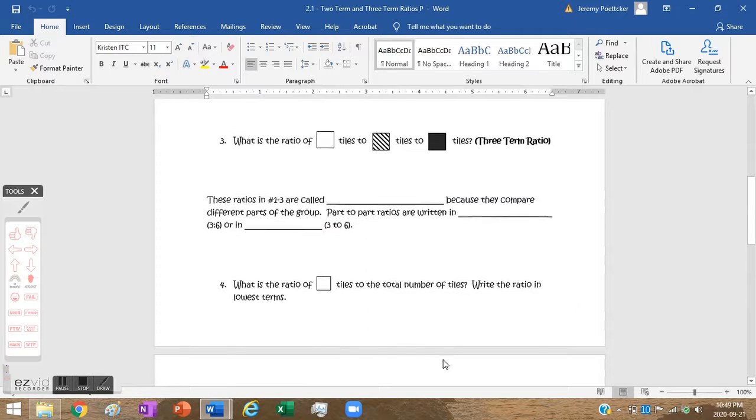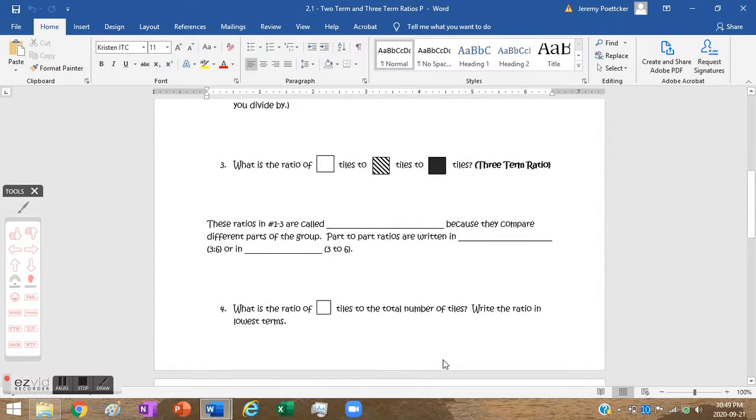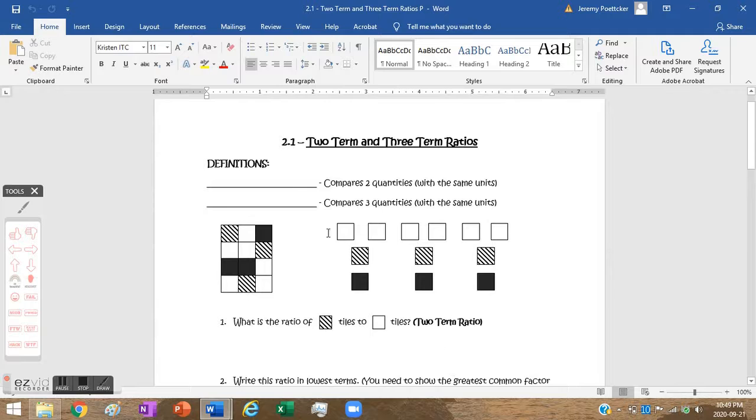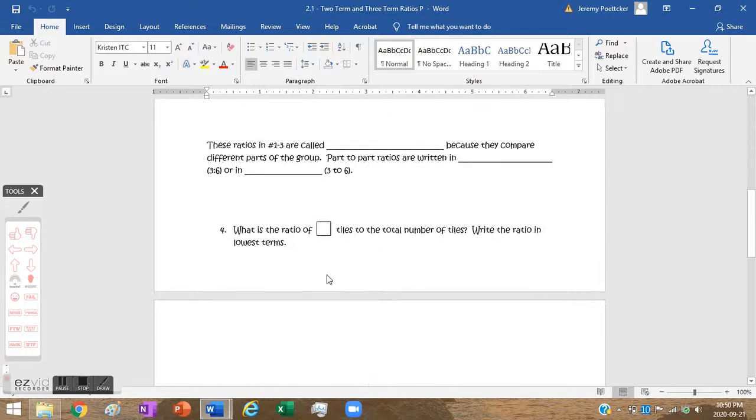So as we continue here, what is the ratio of white tiles to the total number of tiles? Well, we can count them up. There's a grand total of 6 white ones. And 6, 7, 8, 9, 10, 11, 12 total. Or we can look at the rectangle, and there was 3 by 4, so area there is going to be 12 tiles. So 6 white tiles to 12 in total. Okay, and then again in lowest terms, we should be able to see, hey, I can divide both of these by 6.